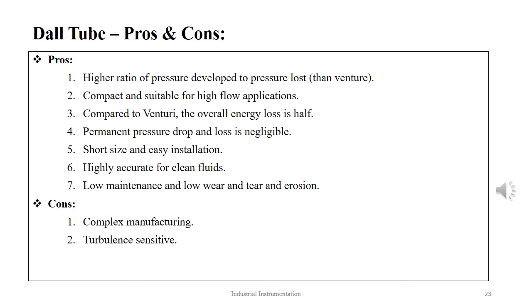Higher ratio of pressure developed to pressure loss, compact and suitable for high flow applications compared to a Venturi, overall energy loss is half, permanent pressure drop and loss is negligible, short size and easy installation, highly accurate for clean fluids, low maintenance and low wear and tear and erosion. All these are the advantages of a Dall tube. The disadvantages are the complex manufacturing process and high turbulence sensitivity.